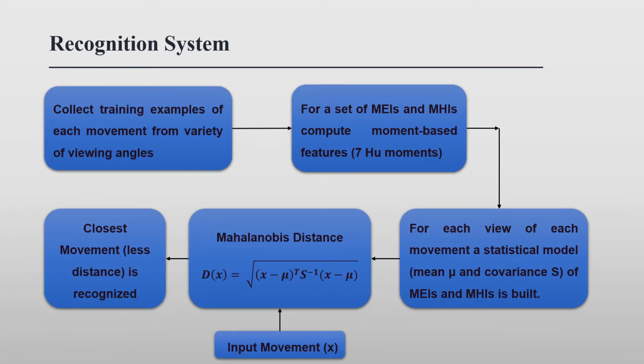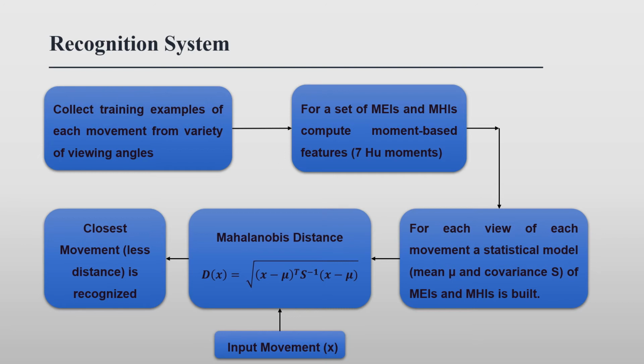Now coming to how the recognition system for human movement works. The first step is to collect all the training samples of each movement from different viewing angles. Then, after collecting all the training examples, we generate motion energy images and motion history images of all such examples. From these, we compute features such as the seven Hu moment based features. From these features, we generate a statistical model of each view and each movement, generating the mean vector and covariance matrix of the motion energy images and motion history images built from the previous examples.